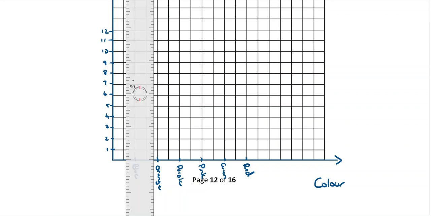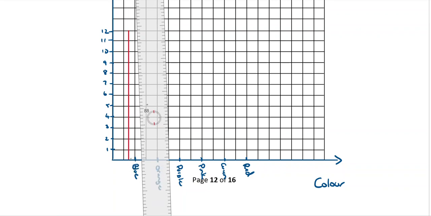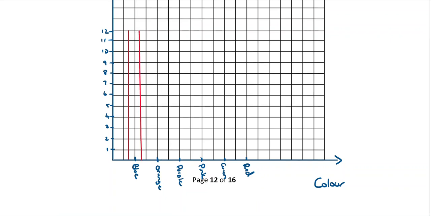For the first one, our color of blue, what you want to do is be half of a grid line in front of the blue label. You can see my blue is here, and I'm half a space in front of it. I'm going to draw a column that goes all the way up to the 12. Then I'm going to move my ruler to half a space past the blue and do the same thing. That is my first column, which I'm going to colour in. There's my 12 people who chose blue.